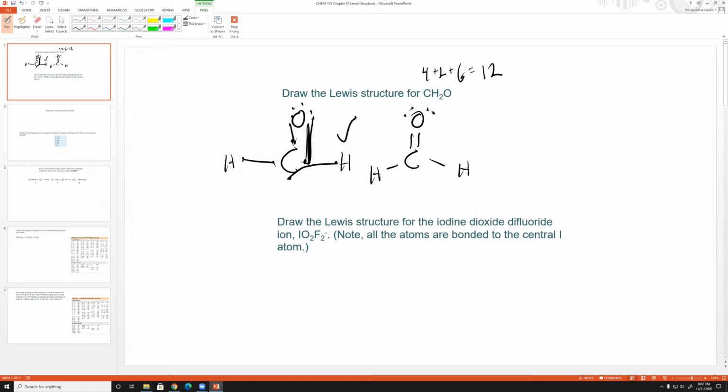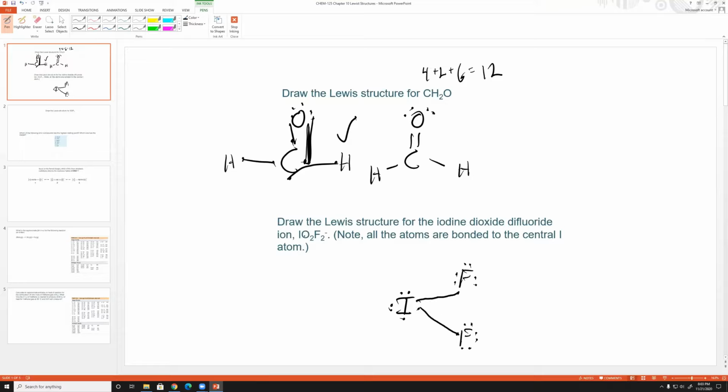Draw the Lewis structure for iodine dioxide difluoride ion, IO2F2 minus. Note all the atoms are bound to iodine in the middle. So iodine has 7 valence electrons. And then fluorines, you know that fluorines are always going to have 1 bond. That is a definitive rule almost every single time, that if you see fluorine, it is single bound all the time to the central atom. So we can just get that out of the way right now.